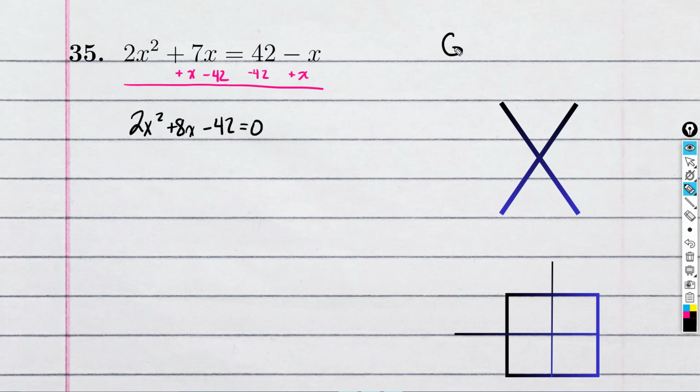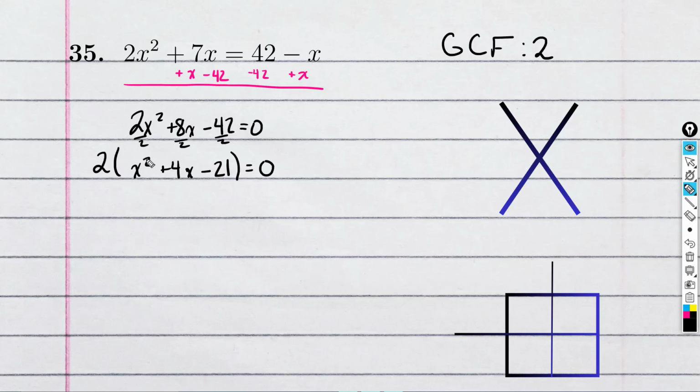With this, we have a GCF this time. Our GCF is a number that can divide into all 3 parts. So in this case, it's 2. So when I factor out the 2, that's like dividing everything by 2. So 2x squared divided by 2 gives me x squared. 8x divided by 2 gives me 4x. 42 divided by 2 gives me a -21.